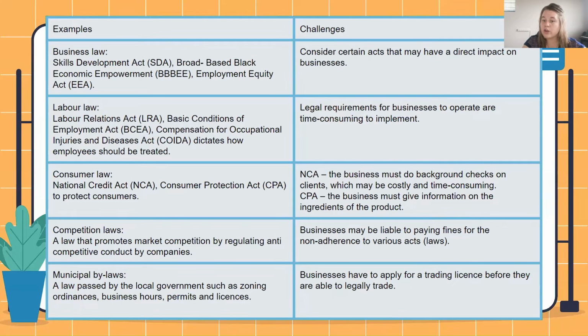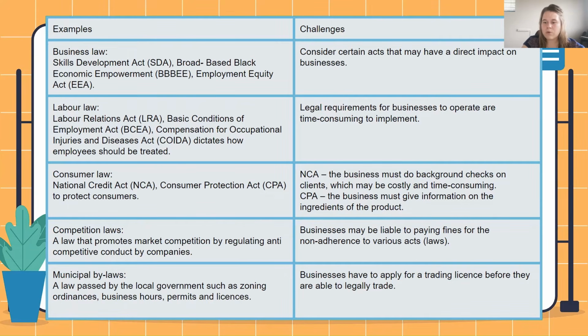All right, so we got quite a lot of examples here. So if we're looking at the business law, we're looking at all those types of acts here. We've got the SDA, the BBBEE, and the EEA. All right, so there we're considering certain acts that have a direct impact on the businesses. Then we're looking at the labor law, more acts, the LRA, the BCEA, the one I mentioned with the basic conditions, the CODA, right? These dictate how the employees should be treated.